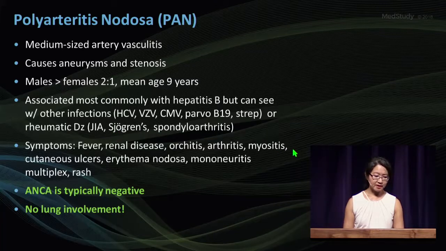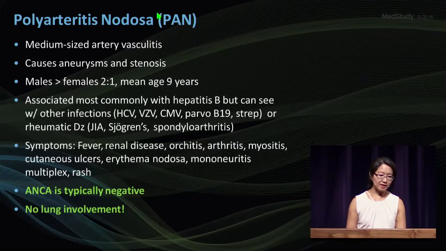The symptoms for PAN include fever, orchitis. Orchitis may be the hallmark of this disease, just like in HSP. Patients can also have a mononeuritis multiplex. This is where they present with just foot drop. Rashes, erythema nodosum can also occur, as well as cutaneous ulcers.